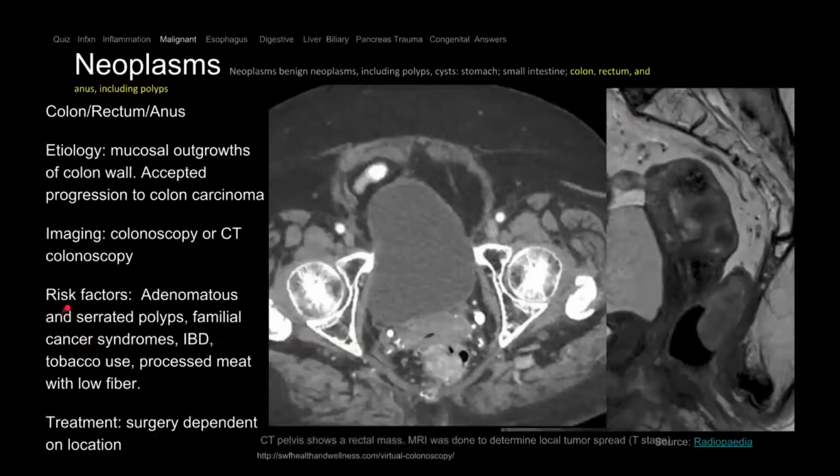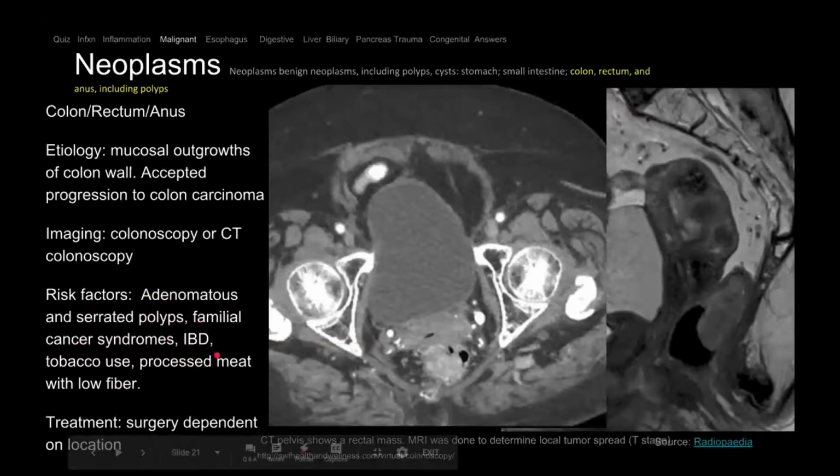There are several risk factors. Patients who have adenomatous or serrated polyps, familial cancer syndromes like FAP, Lynch syndrome. Also, IBD increases your risk. So patients with ulcerative colitis are at increased risk for colorectal cancer. Smoking, eating processed meat, and low fiber diet.